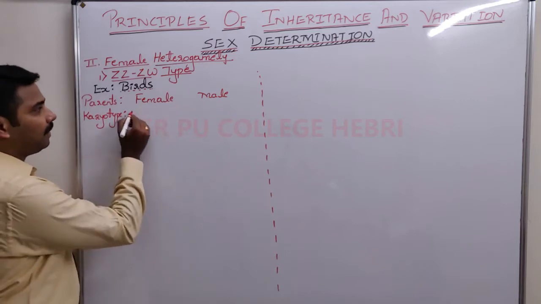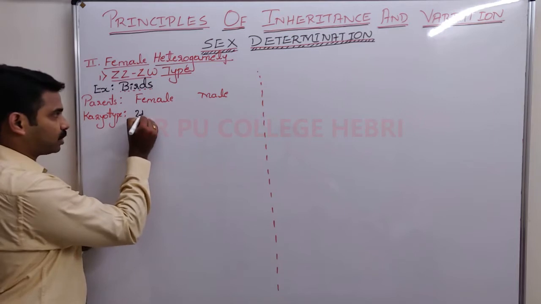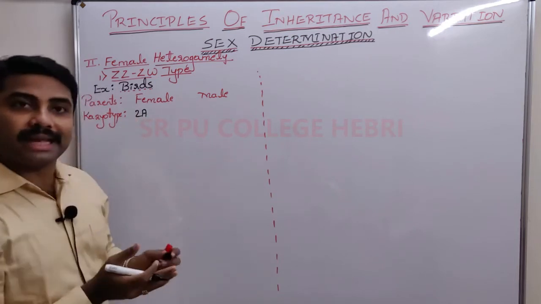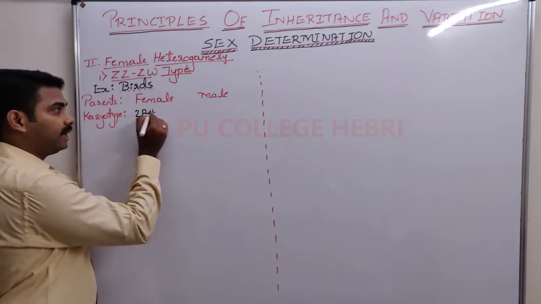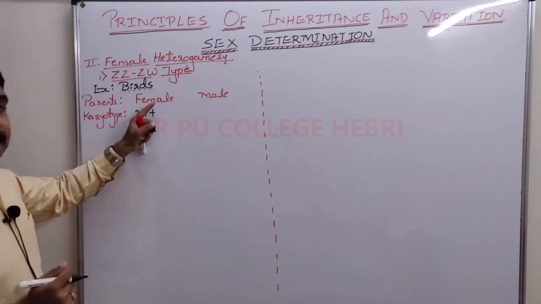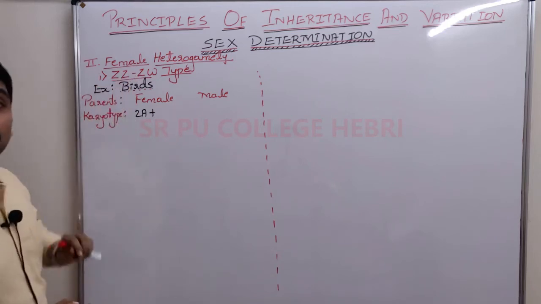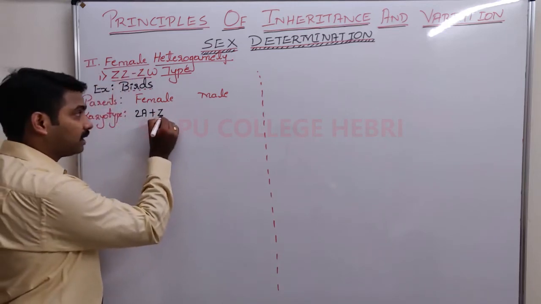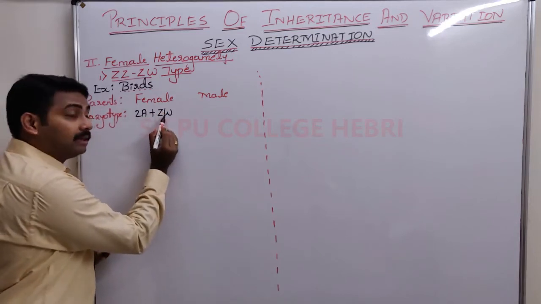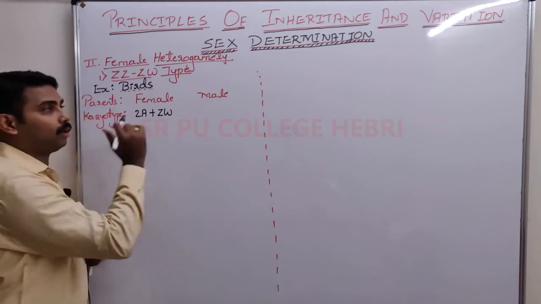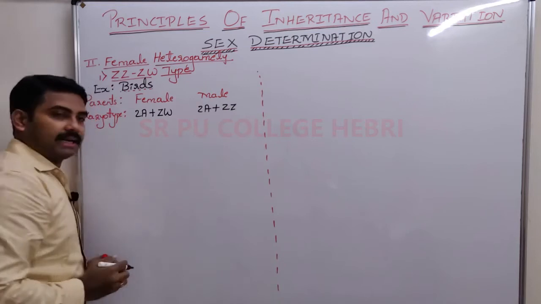Now the female has a diploid number of autosomes. Along with the diploid set of autosomes, she has which sex chromosome? ZZ or ZW? It is ZW. Very important. Why? Because the gametes produced by the female are of different type. What about the male here? 2A plus ZZ.